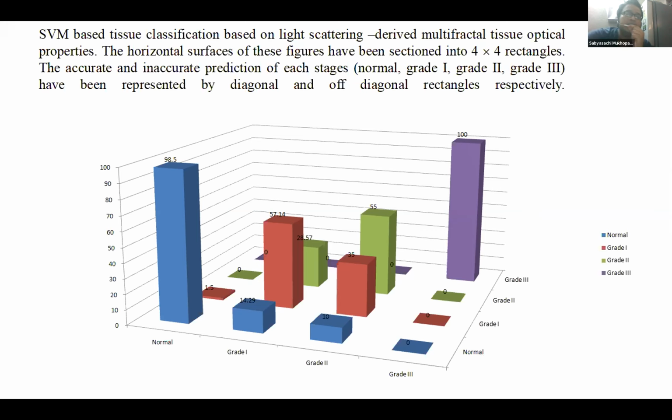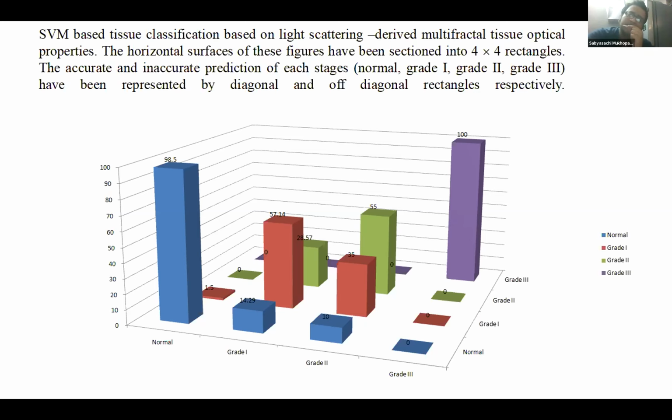Whereas in the grade 1 case, the algorithm can detect grade 1 correctly 57.14% of the time, 14.29% wrongly as normal tissue and 28.57% wrongly as grade 2 tissue. If you look at the grade 2 cases, it can correctly identify 55% as grade 2, wrongly identify 10% as healthy, and wrongly identify 30% as grade 1.